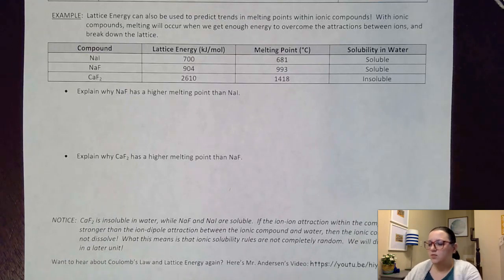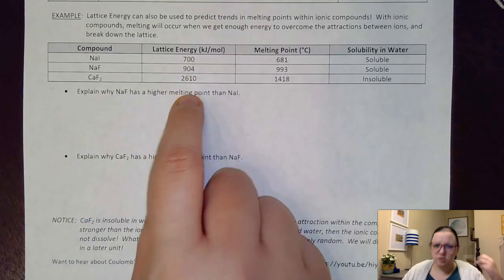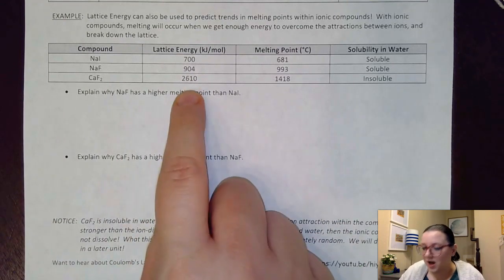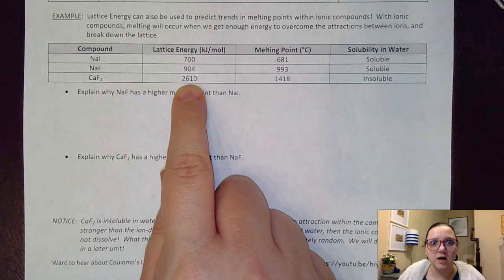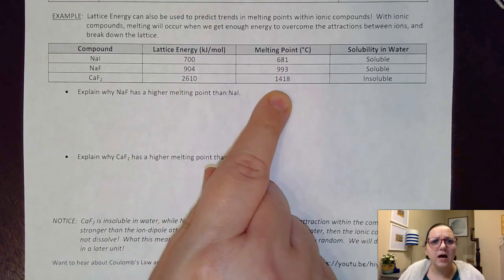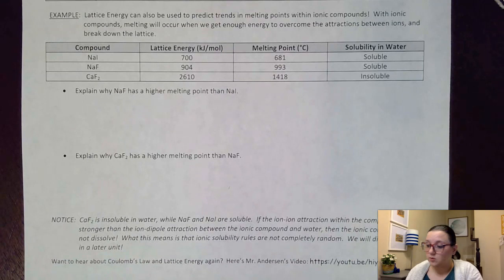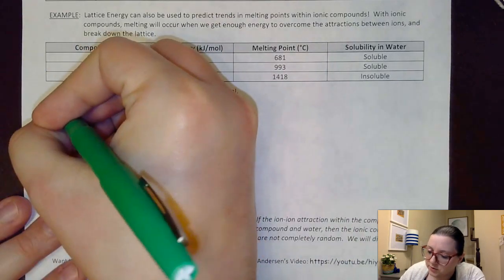So even though this lattice energy is not the energy I would need to melt, it is related to that idea: if I have a higher lattice energy and stronger attractive forces, that means I would have a higher melting point as well. So looking here, it wants us to explain why sodium fluoride has a higher melting point than sodium iodide. Well, let's compare the two for just a minute.